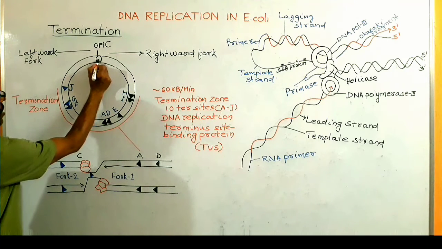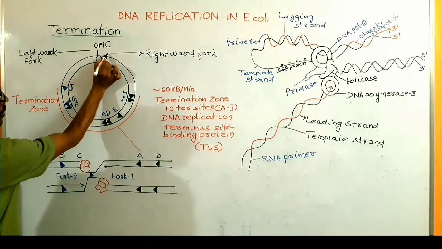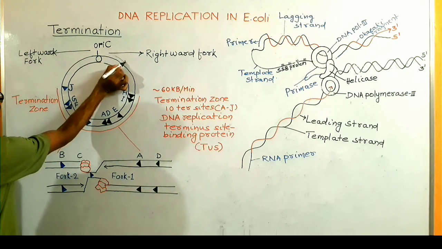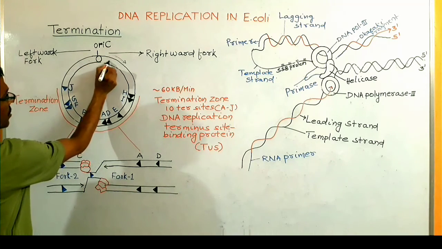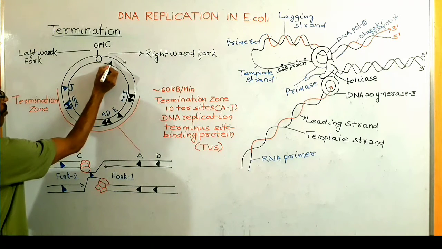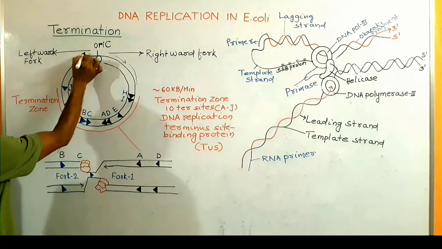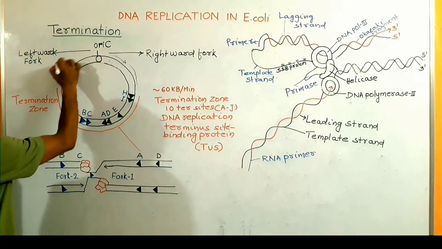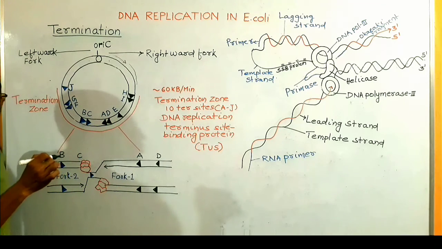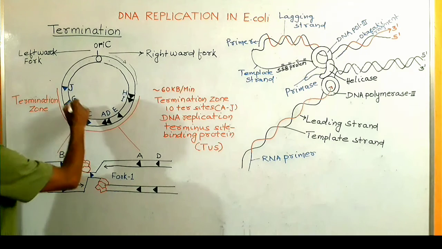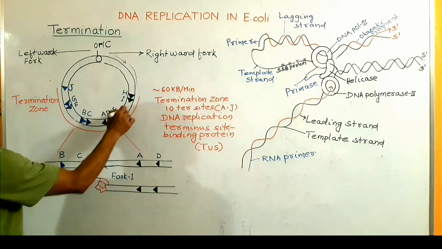So from this origin of replication, two replication forks, one moves in the rightward direction and the other moves in the leftward direction. So there are two replication forks, they move in opposite directions, one moves in the rightward direction and the other replication fork moves in the leftward direction at a rate of approximately 6 kilobases per minute. This zone, which is underlined in red, is the termination zone.